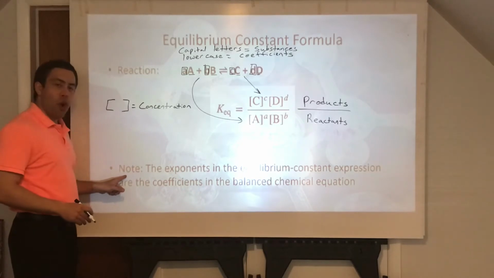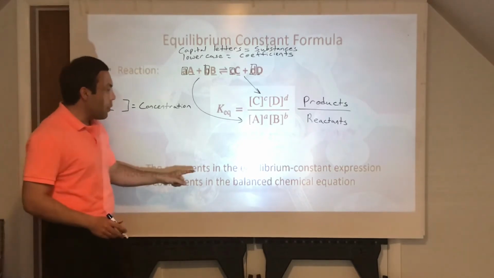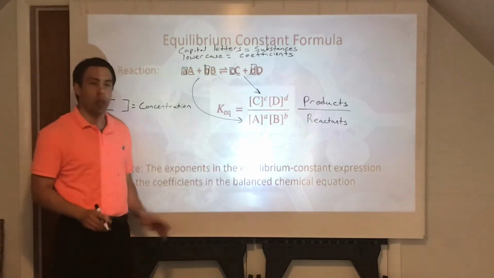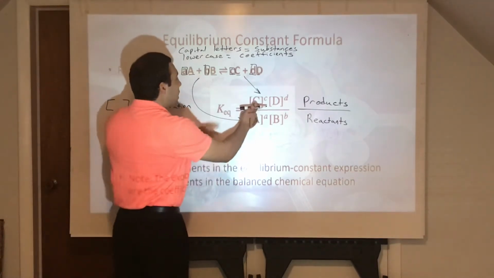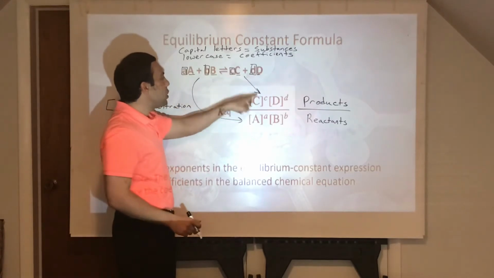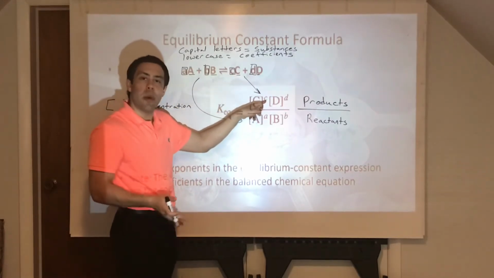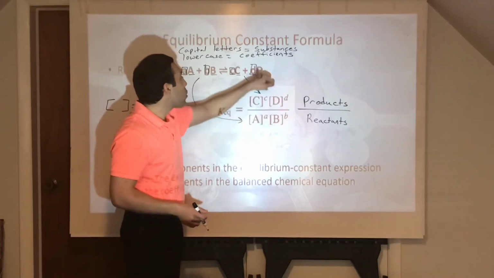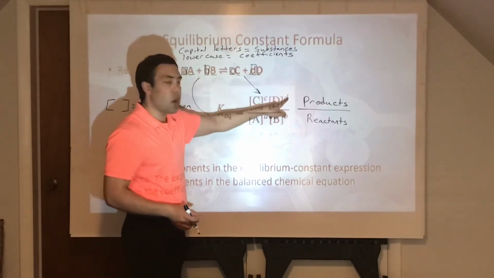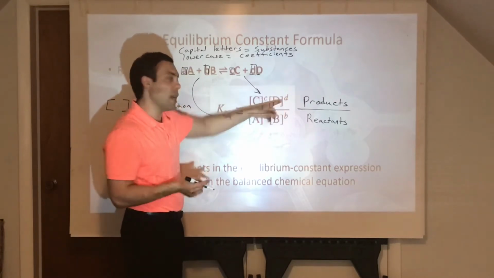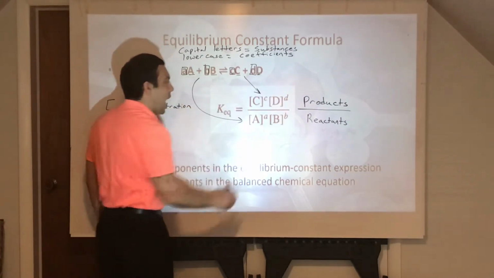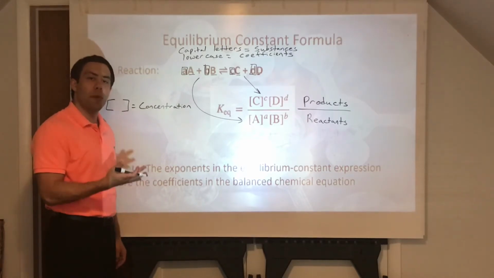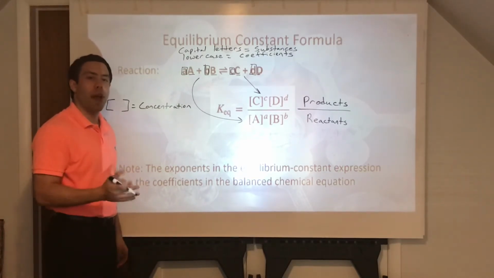This is an important note. The exponents in the equilibrium constant expression are the coefficients in the balanced chemical equation. So we have C raised to the coefficient, the number of moles for C, times D raised to the lowercase d, the coefficient, the number of moles of D. Same thing for A and same thing for B. You'll see this make a little bit more sense when we start doing practice problems.